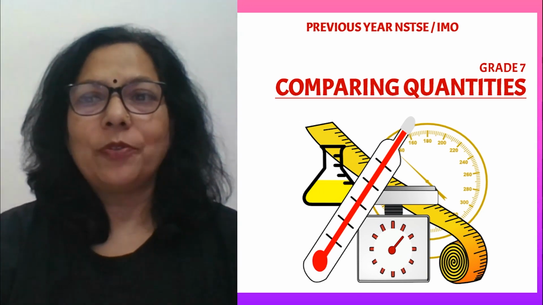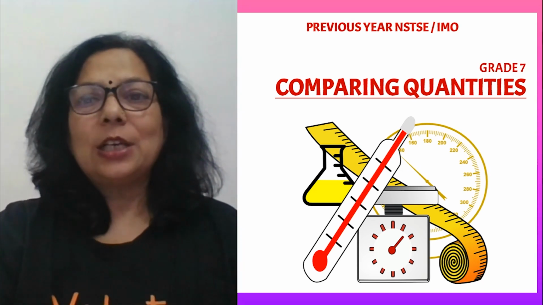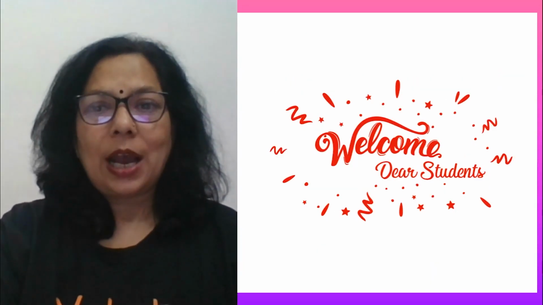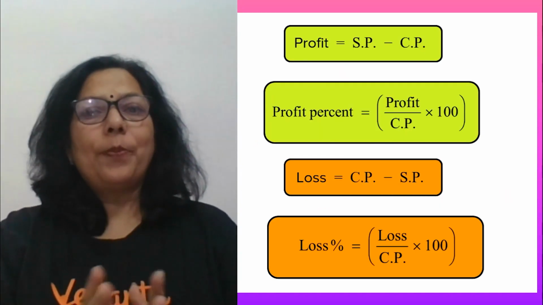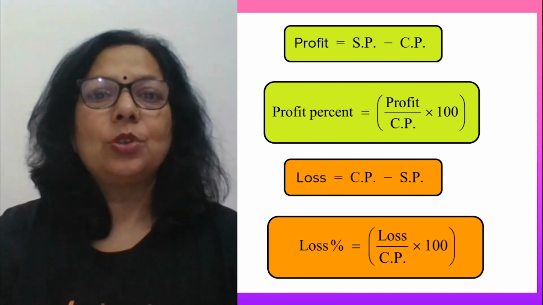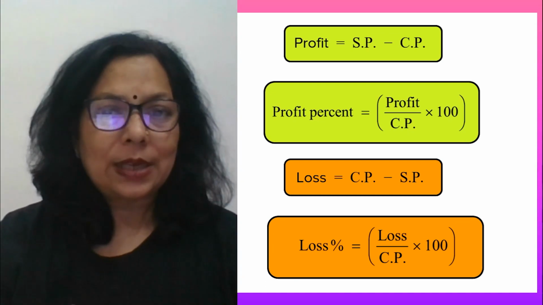Once again, I come before you with the questions of IMO for grade 7 comparing quantities. Earlier, we discussed perimeter and area, and today I welcome you all for this session. Children, all of you know that the topics profit and loss, discount, mark price, ratio, proportion, they fall under this category.